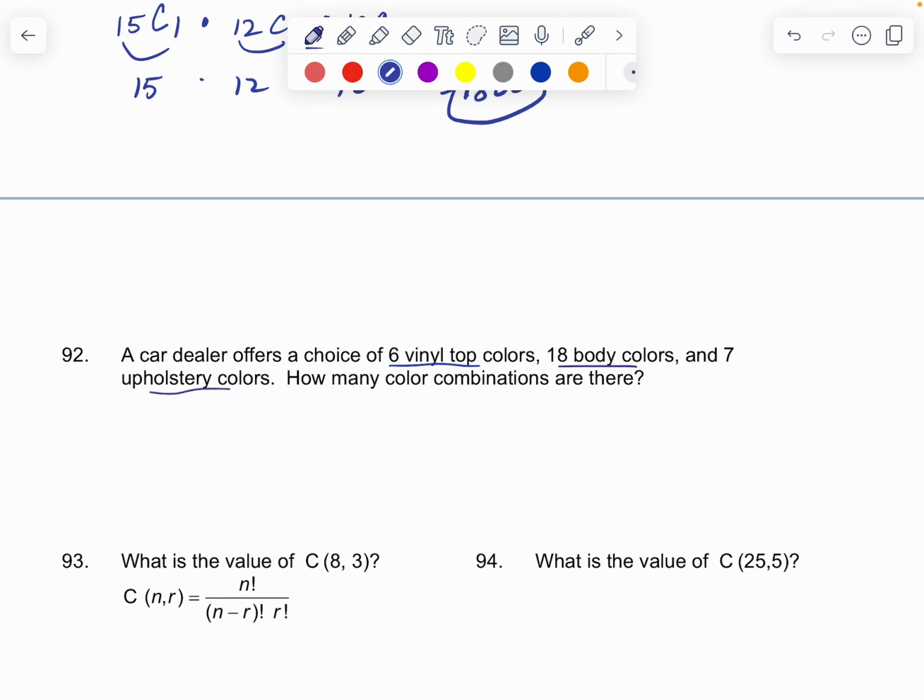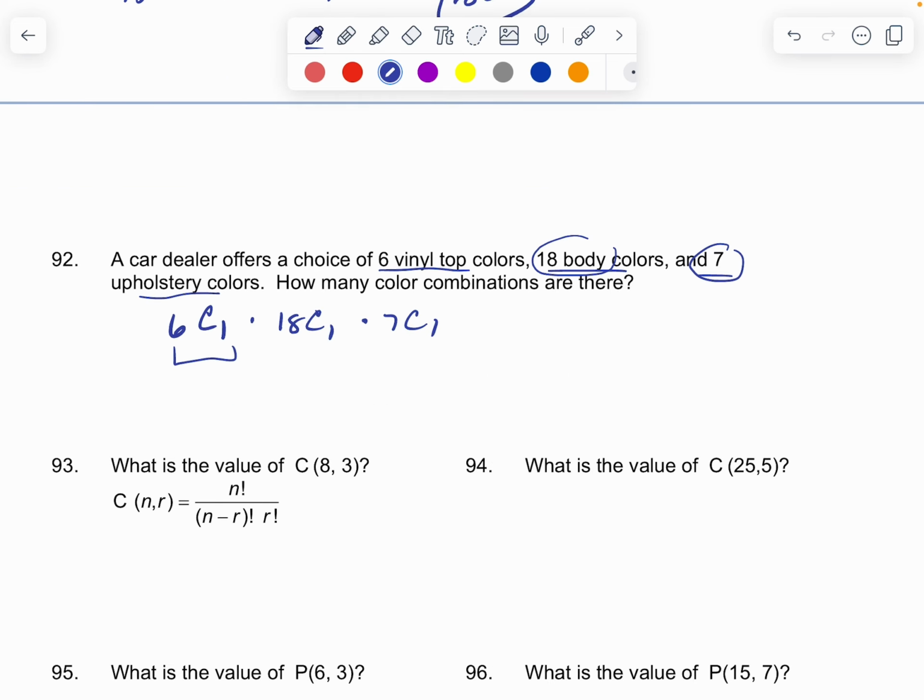You're not going to have a car that has, I don't know, 2 different upholsteries inside, right? That would be kind of silly. So you have 6 vinyl top colors, but you're choosing only one. And then you have 18 body colors and you're only choosing one. And then you have 7 upholstery colors, but you're only choosing one. So, exactly the same as the problem above.